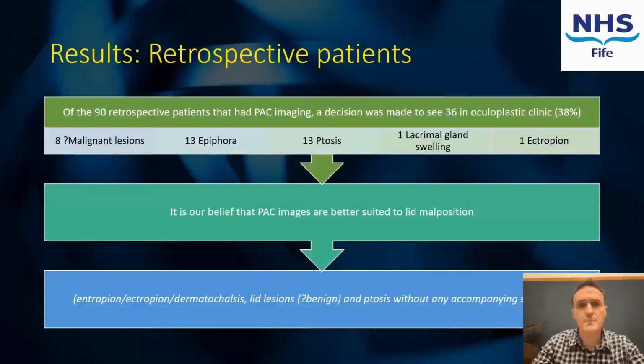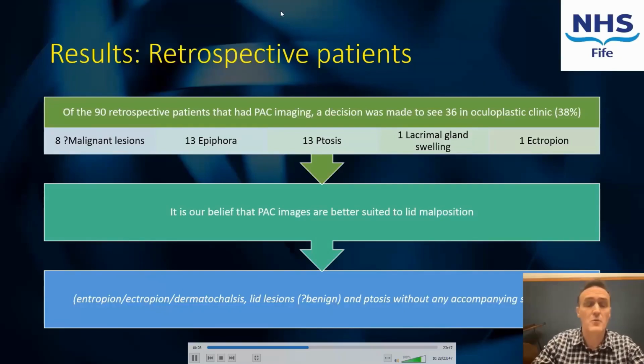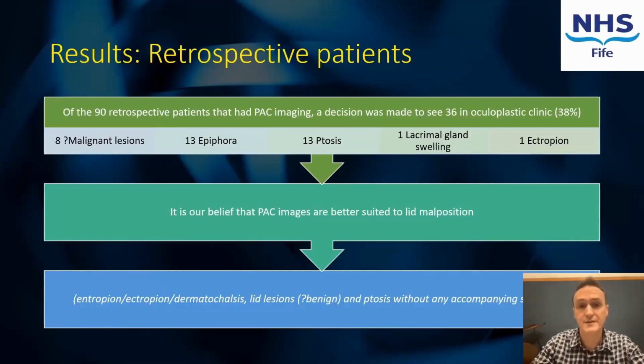Of these 90 patients that had PAC imaging, a decision was made to see 36 of them in the clinic, of which 8 were found to be malignant lesions, 13 were epiphora, 13 were ptosis, 1 lacrimal gland swelling, and 1 ectropion. It was our belief that the PAC images were really well suited to lid malposition, particularly those entropions or ectropions.